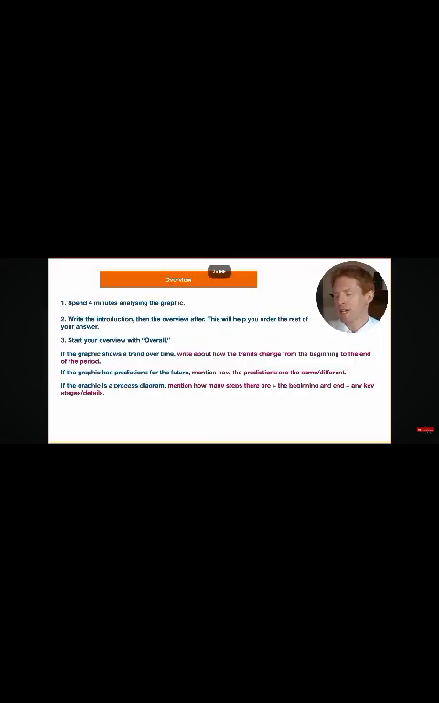your IELTS writing test. Now, if the graphic is a process diagram, like turning the grapes into wine, the graphic we looked at earlier, mention how many steps there are, what happened at the beginning and the end, and then mention any key stages or any key details that you think are important for understanding this graphic.